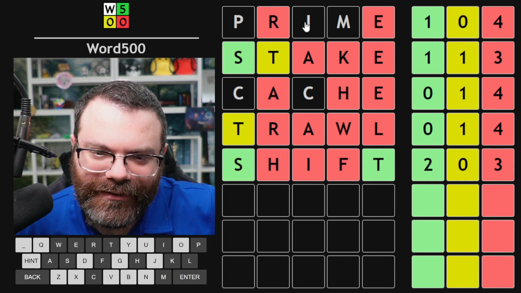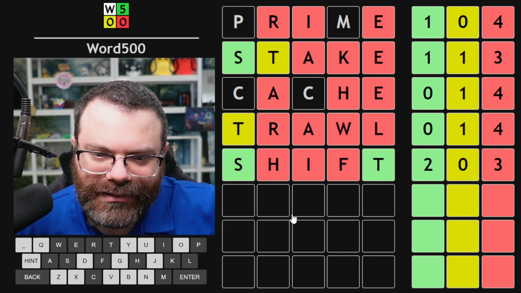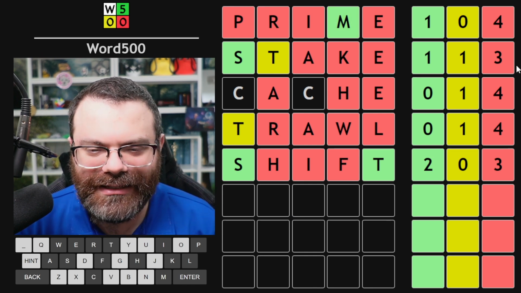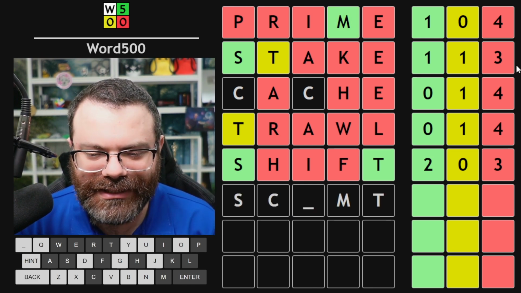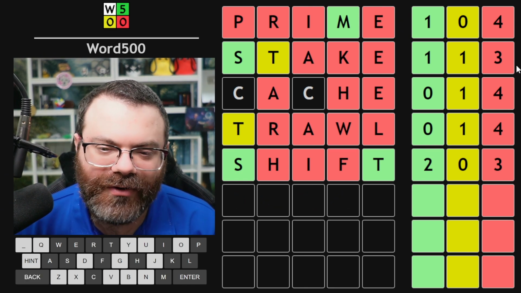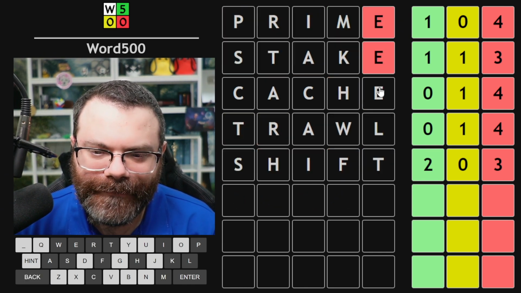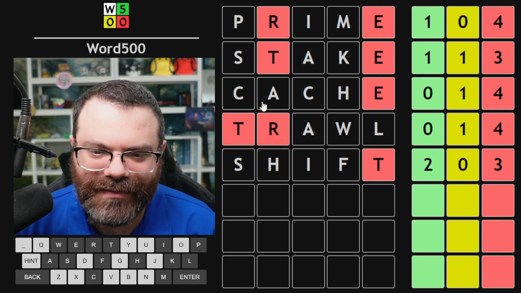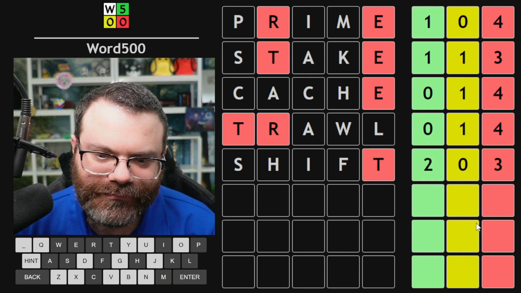So I have to pick the S. So H, I, and F are gone. So there has to be a C in the word, probably after the S, though it doesn't have to be. And then we'd have to do SC something MT. Scumped or scomped. So I think I'm wrong. I think there can't be a T in the word. I think T is out. R is definitely out. So that means I'm wrong about the A or the W or the L.